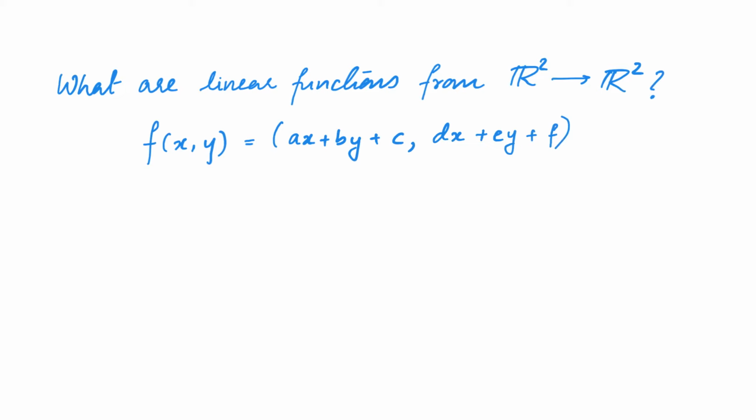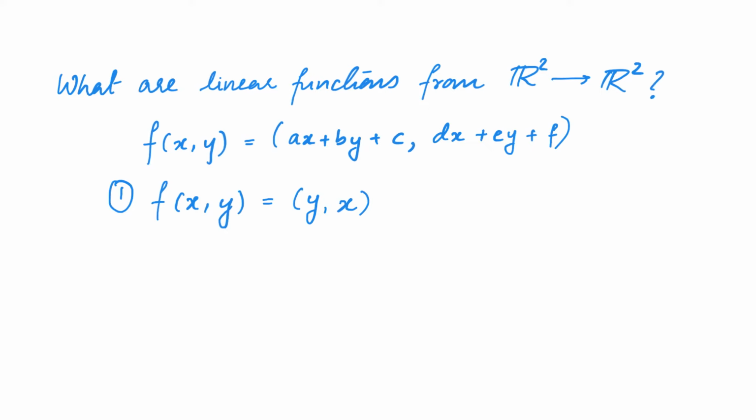Let's try to understand this better with some examples, okay? Because otherwise this is too abstract. In one dimension it was all fine, but in two dimensions it's too abstract. So let's try to understand this with the help of an example. Let us take a simple example: f(x,y) = (y, x). Here we have taken b and d to be 1 and everything else, that is a, c, e and f, to be 0.